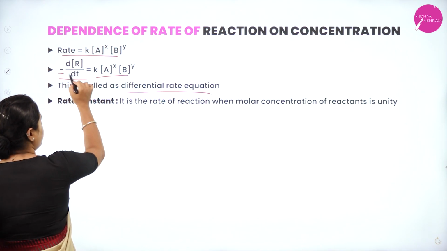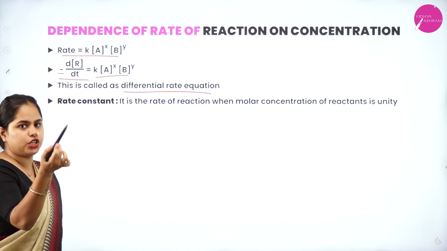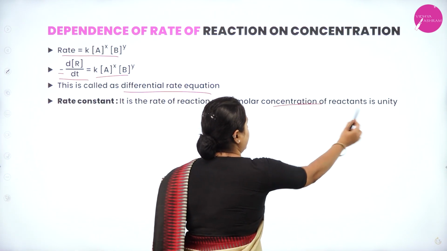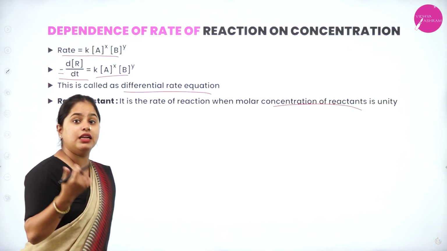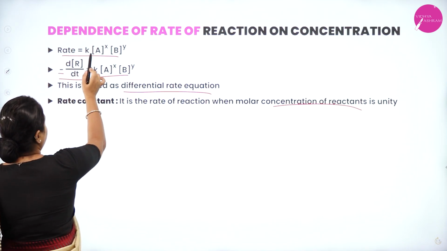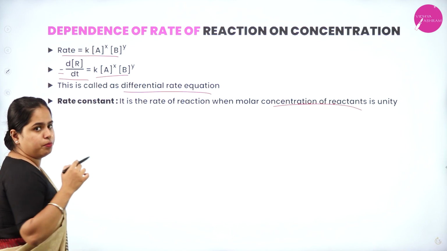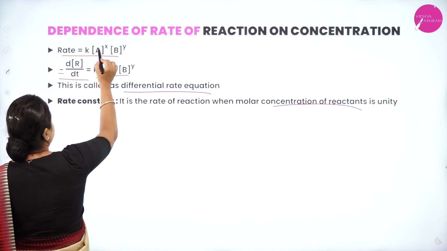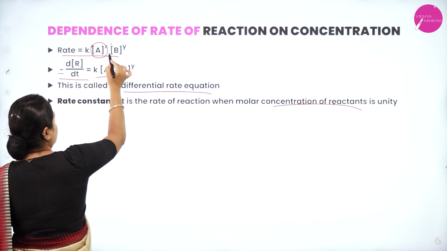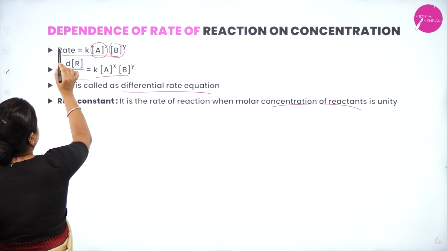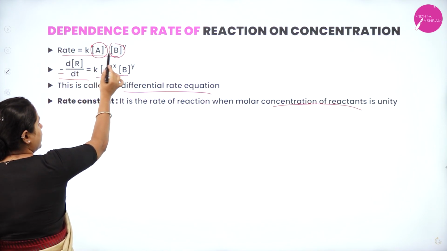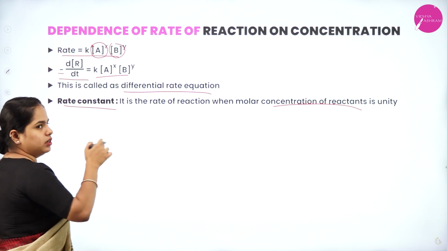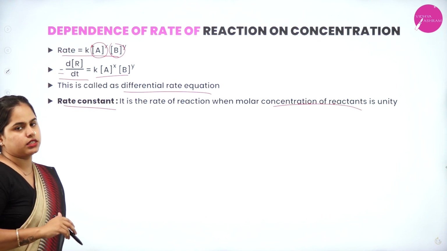We can also write it in the form of d by dt, right? That is why it is called the differential rate equation. Rate constant is the rate of the reaction when the molar concentration of the reactants is unity. So how can you define the rate constant of a reaction? Rate is equal to K into A to the power X into B to the power Y. If the concentration of A is 1 and the concentration of B is 1, what will happen then? Rate will be equal to K because these two factors are 1. So rate constant is the rate of the reaction when the molar concentration of the reactants is equal to 1.